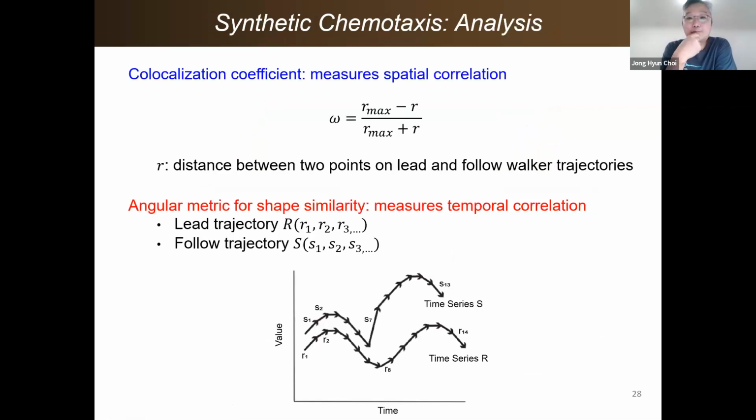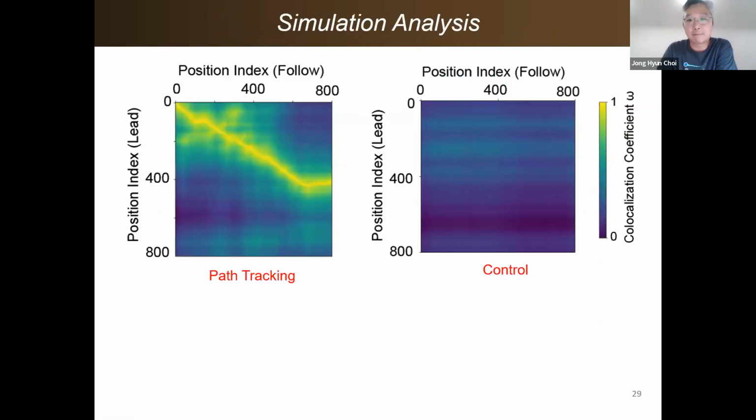So to characterize these different cases, correlated path tracking and negative control, we came up with two analysis platforms. One is called the colocalization coefficient, which measures spatial correlations. The other is an angular metric for shape similarity, which measures temporal correlation. Without going into all the details, let me show you how it shows up.